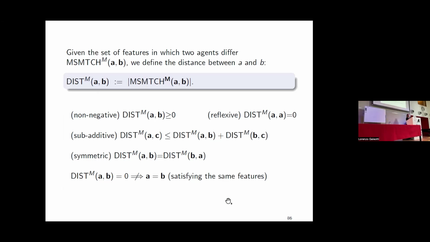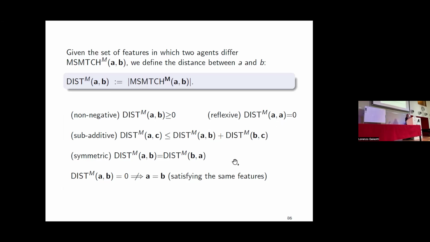That distance has a number of properties. So that distance should be a non-negative number. The distance of A to A will always be 0. The distance of A to C is sub-additive, it should be less or equal than the distance from A to B plus the distance from B to C. And it's symmetric: the distance from A to B and the distance from B to A should be the same.